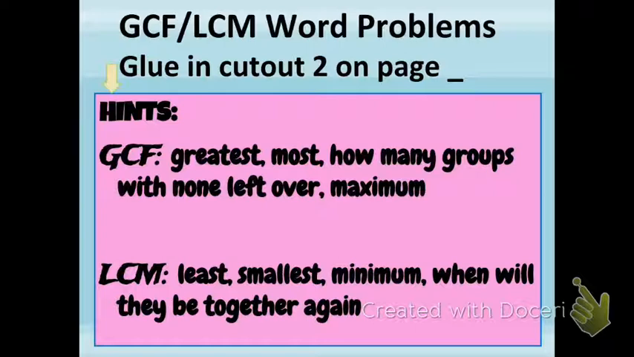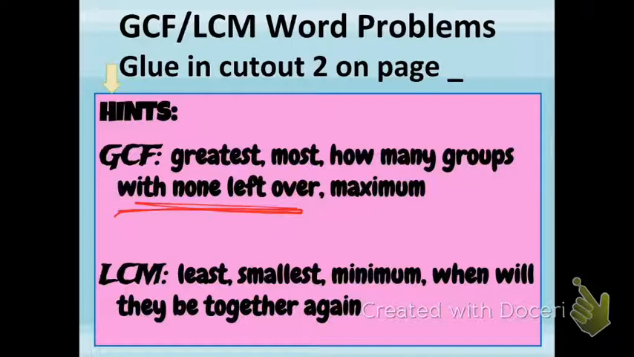So if I were you, I would highlight that: how many groups with none left over. So how many groups with none left over? That's going to be a greatest common factor kind of a question, okay? And that's the one that's the easiest to miss because it doesn't make a lot of sense to us.